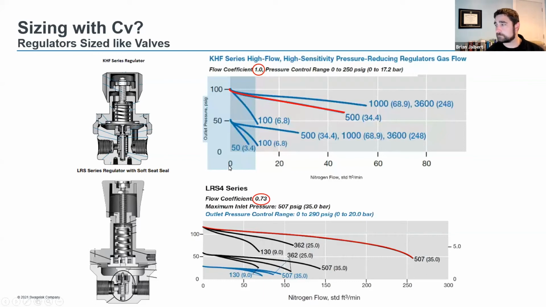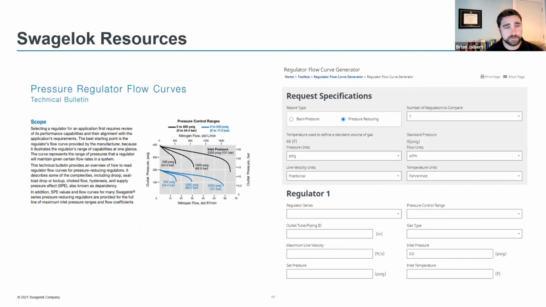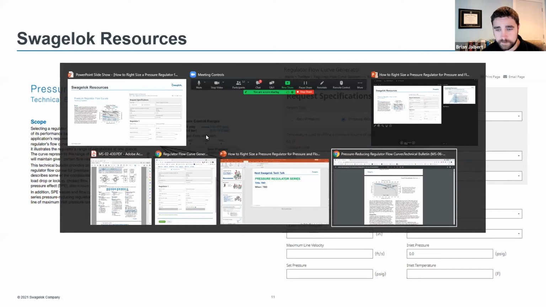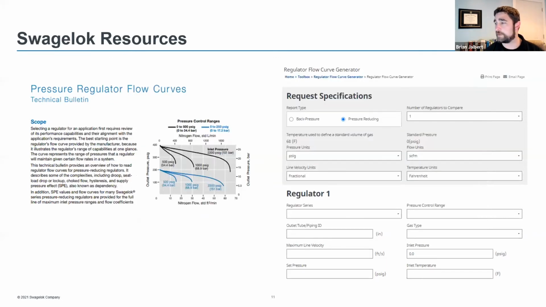So since we can't size with the CV, we've got to find flow curves for all of our regulators, and that's not always available. But I do want to show you a resource from Swagelok that's not in the regulator catalogs, but I highly recommend that you download it because it is a wealth of information.